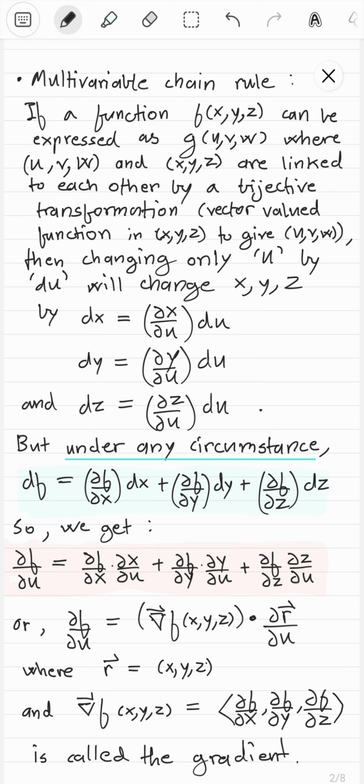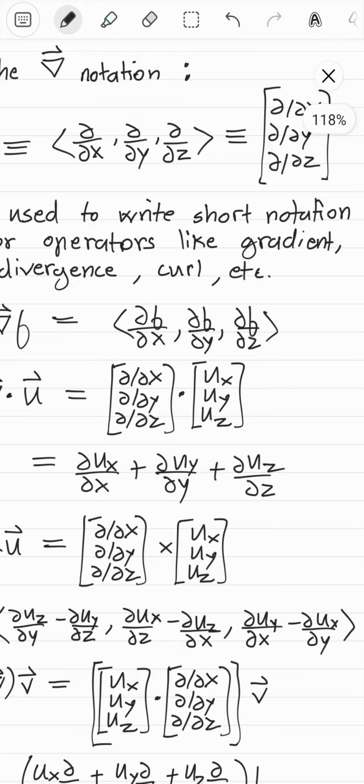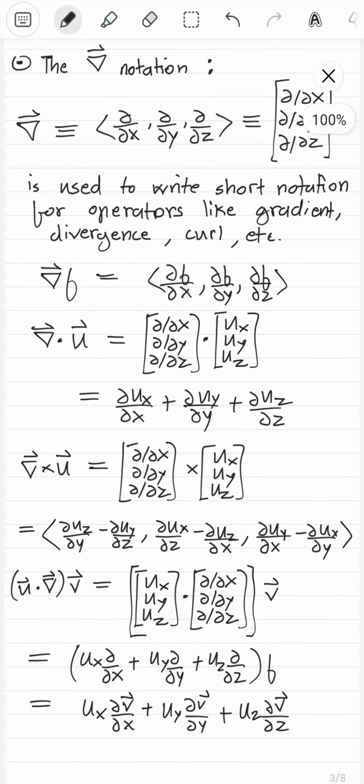Okay, right. We go to this notation now. It's the del notation. So del, or del vector, I like to write like that. This is given by this sort of vector kind of thing, although it's not exactly a vector, it's an operation or something that's used to define operations. So it's this thing, x hat partial upon partial x plus y hat partial upon partial y plus z hat partial upon partial z. So this is used to write short notation for operators like gradient, divergence, curl, etc.